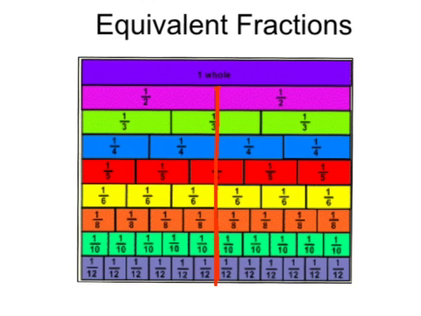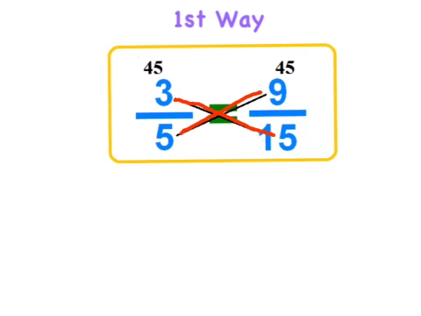You can solve an equivalent fraction two ways. The first way I'm going to teach you is cross multiplication. How you solve this equation is you're going to multiply the numerator of one fraction by the denominator of the other. So, for instance, I would multiply 3 times 15, and that would give me 45. Then, I would multiply 9 times 5, and that would give me 45. If your answers both equal the same, they are equivalent fractions.